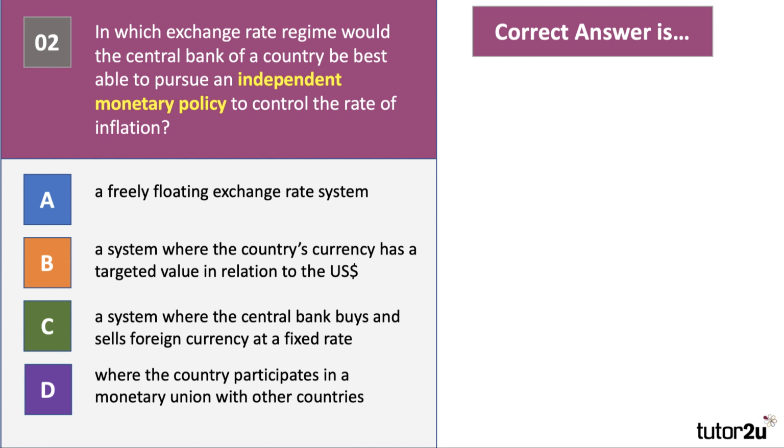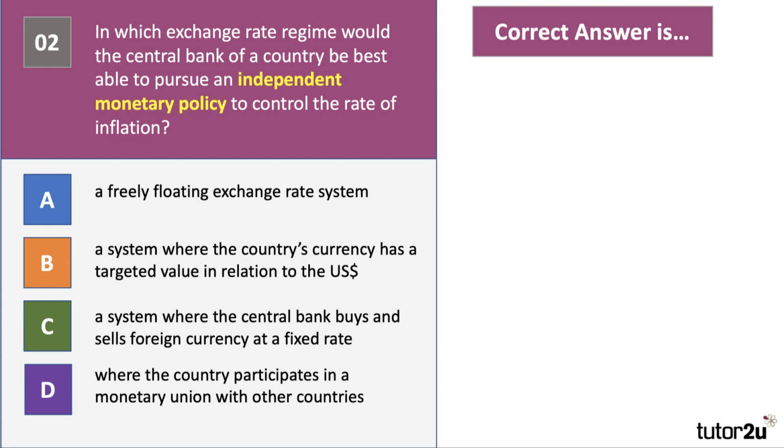Question number 2. In which exchange rate or currency regime would the central bank of a country be best able to pursue an independent monetary policy to control the rate of inflation? Again, 4 options there. Please press the pause button, have a think about your answer, and we'll go through the answer in a second or two.